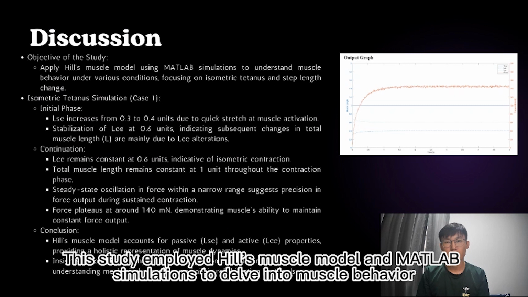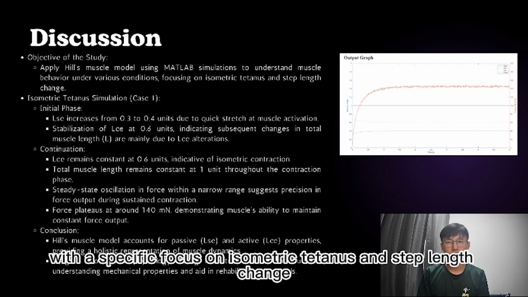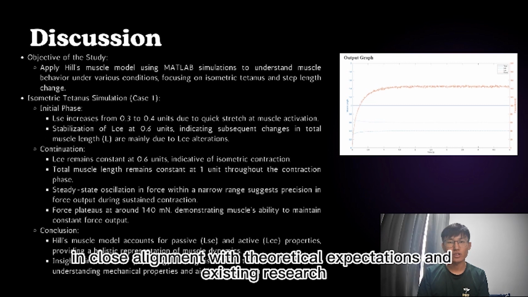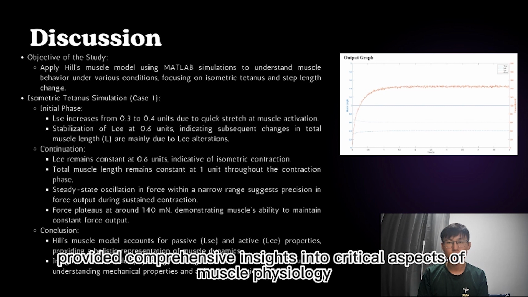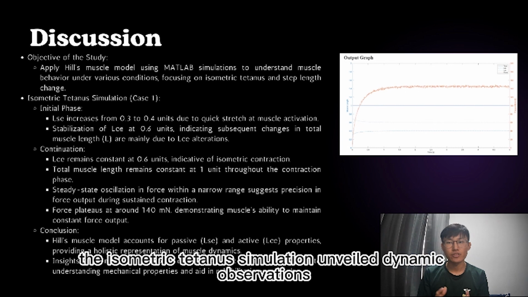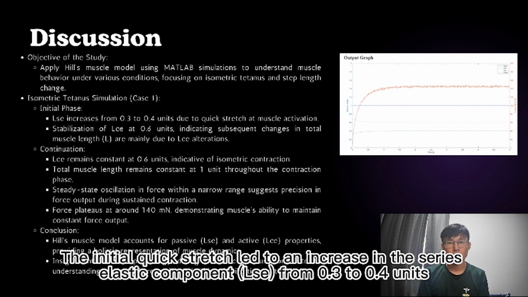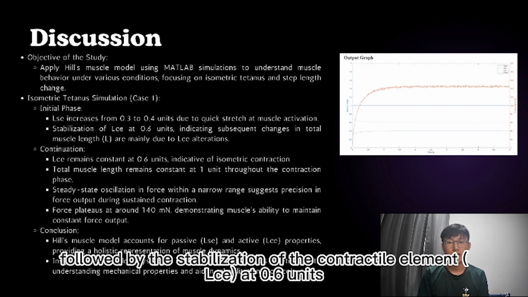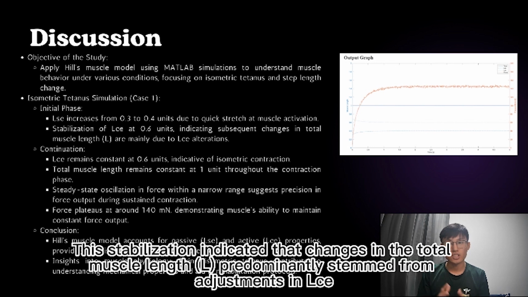This study applied Hill's muscle model and MATLAB simulations to delve into muscle behavior, with a specific focus on isometric tetanus and step length change. Our findings, in close alignment with theoretical expectations and existing research, provided comprehensive insights into critical aspects of muscle physiology. In the first case, the isometric tetanus simulation, we built dynamic observations. The initial pre-stretch led to an increase in the series elastic component LSE from 0.3 to 0.4 units, followed by the stabilization of contractile element LCE at 0.6 units. This stabilization indicated that the changes in total muscle length L predominantly stemmed from adjustments in LCE.